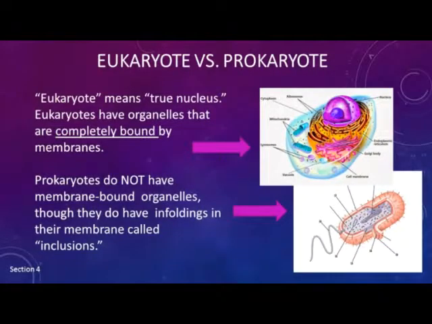Let's first define some important terms. Animal cells and plant cells are known as eukaryotic cells. They are eukaryotes. A bacterial cell is a prokaryote. The word eukaryote means true nucleus. Eukaryotic cells have organelles that are completely bound by membranes, such as we discussed with animal cells and plant cells. Prokaryotes, however, do not have membrane-bound organelles inside of them, though they do have infoldings called inclusions, which we'll talk about. But the difference between a eukaryote and a prokaryote is a very important distinction to know.